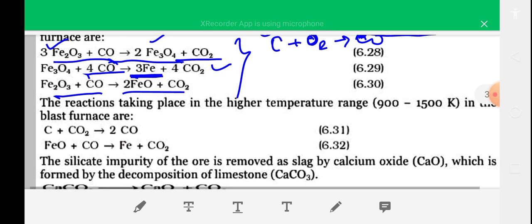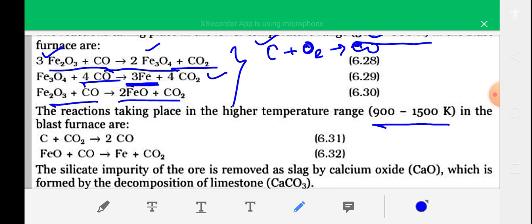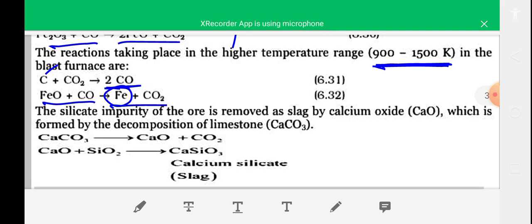And the reactions taking place in the higher temperature range from 900 to 1500 Kelvin in the blast furnace: carbon reacts with carbon dioxide. This is the formation of carbon monoxide I have told you about. First carbon monoxide is formed in the temperature range 900 to 1500 Kelvin, and then FeO reacts with CO to give Fe plus CO2. So using this reaction you can get iron from iron oxide.